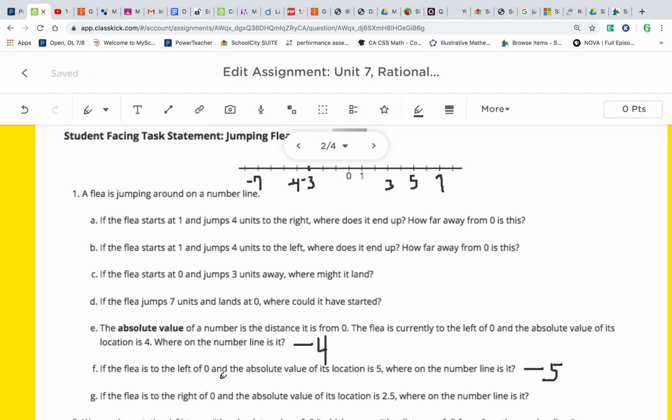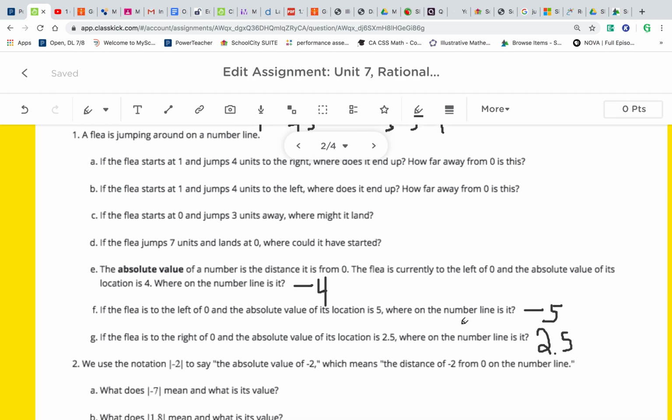All right. If the flea is to the right of 0, that means it's in the positives, and the absolute value of its location is 2.5, where on the number line is it? Well, it's going to be at 2.5. It's going to be in between 2 and 3. So you can just call this 2.5.